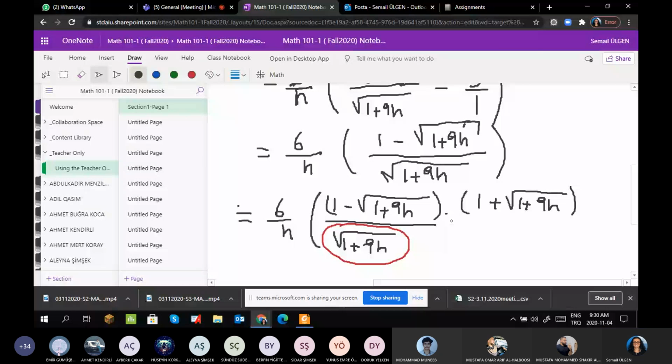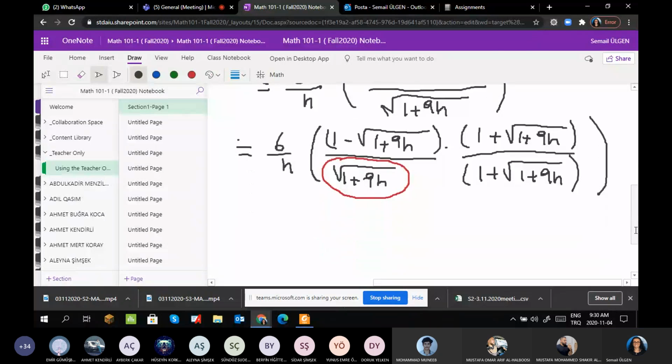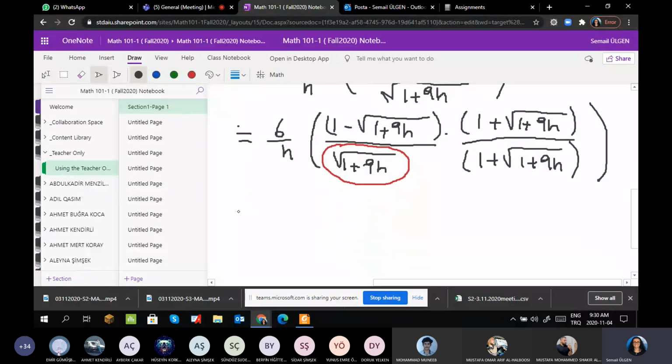On the other hand, 1 plus square root of 1 plus 9h. Okay, so I'm going to close this. Let's go down a little. And then here, I'm going to do the multiplication of the 2 here. 6 over h, and if I multiply the 2, it's the difference of squares. So it is 1 squared minus, yeah, go ahead.